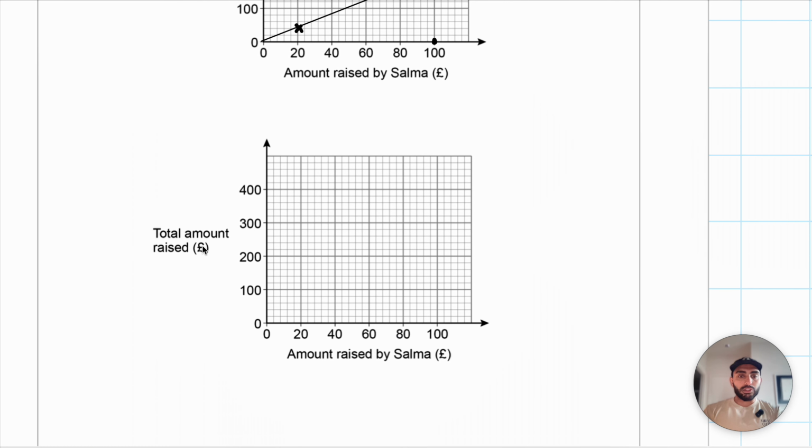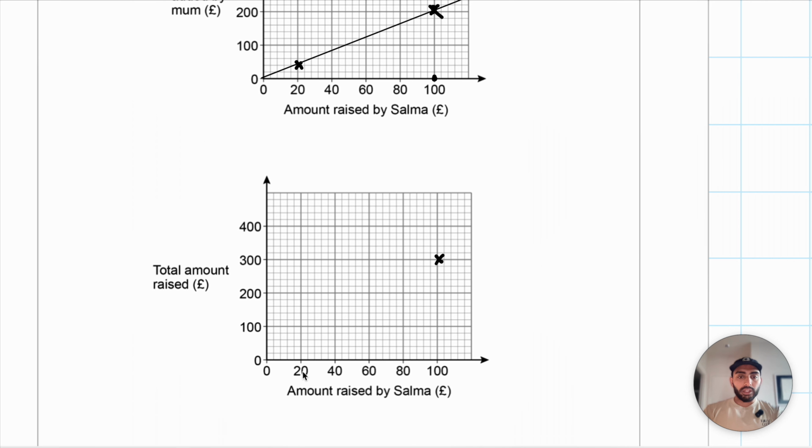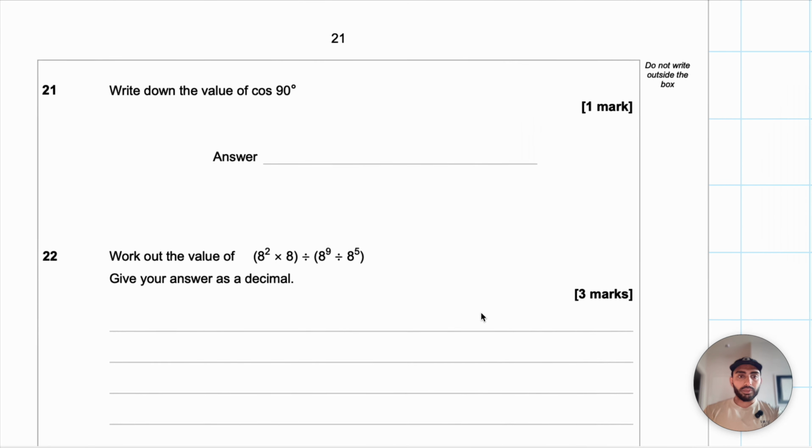For the next one, it says total amount raised and the amount raised by Salma. So let's work on this point first. So if Salma raises £100, her mum is going to give her £200. So altogether, 100 plus 200 will be 300. So that's 1 point. Let's do another point here. If Salma raises £20, her mum is going to give her £40. So altogether, she would have £60. So it would be at 20, 60, which is there. I've got those 2 points, just need to connect those up. That's that one done.